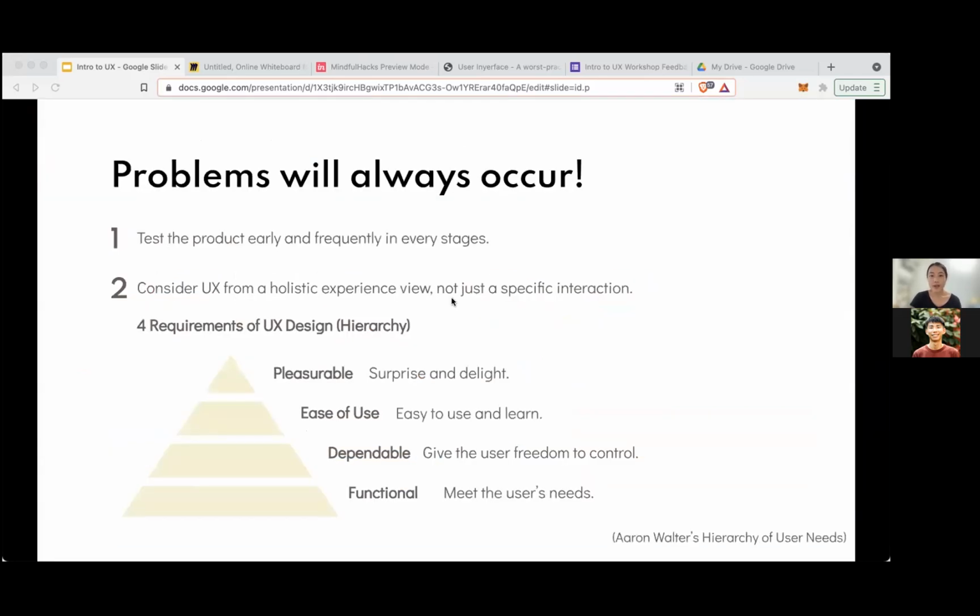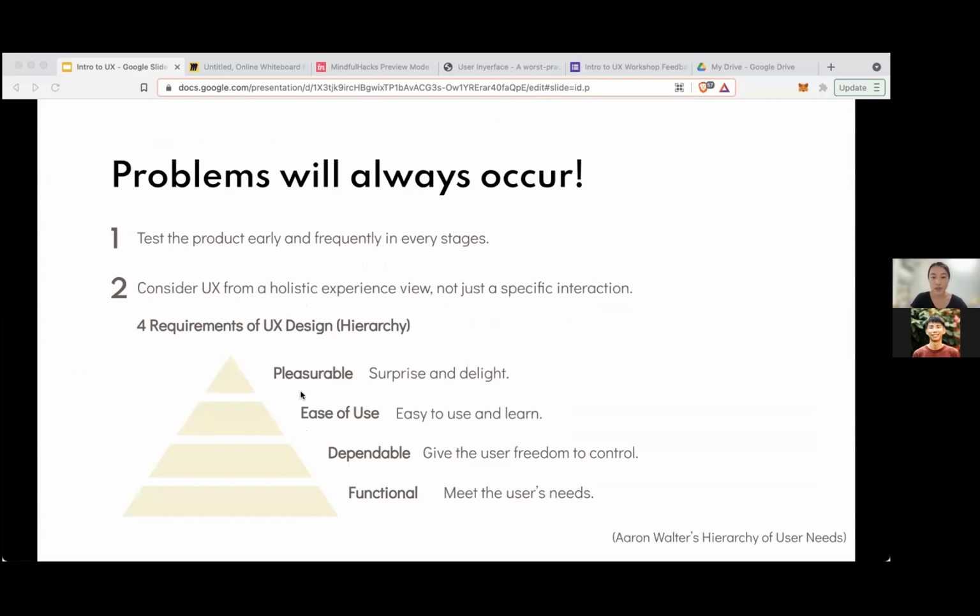So what I'm trying to convey here is that problems will always occur, and problem solving is important. So don't be surprised when there are many problems, especially in the beginning. And it takes many, many iterations and versions to make the product better and better each time. So remember, you need to keep in mind the 4 requirements of UX design, no matter which step you are in the design process.